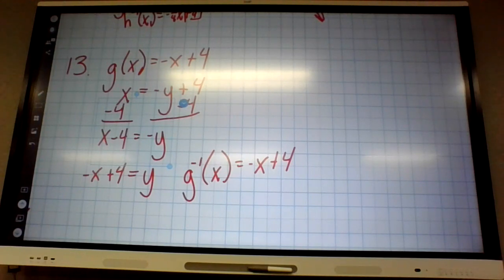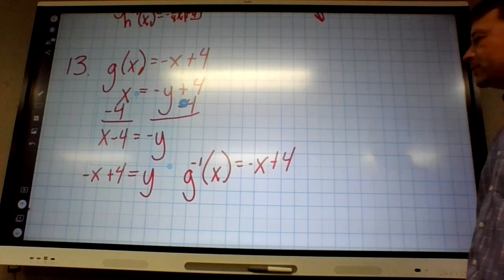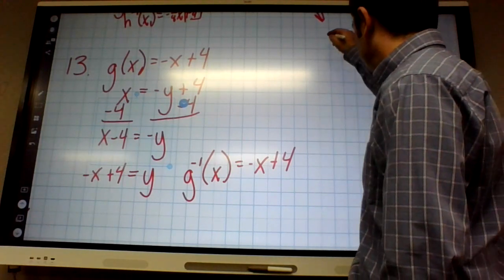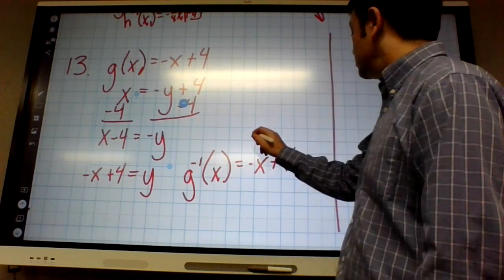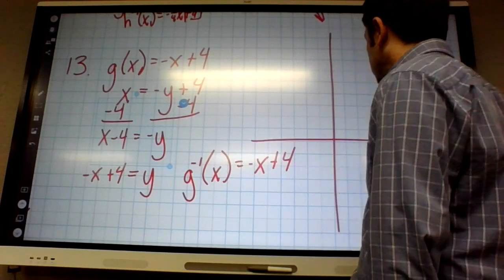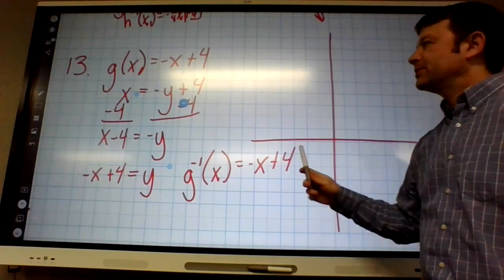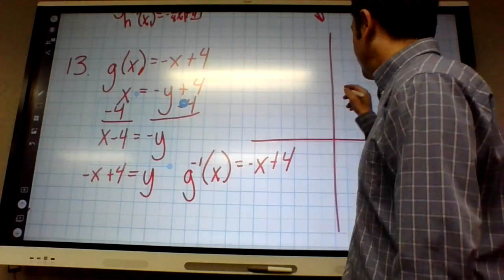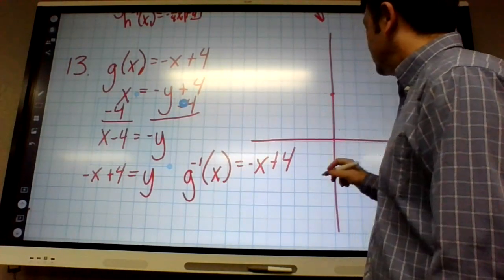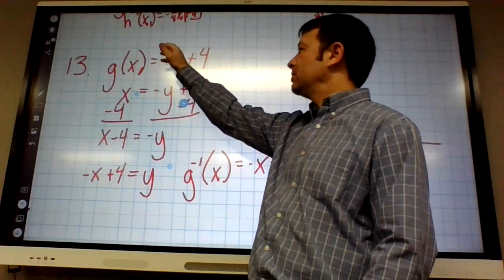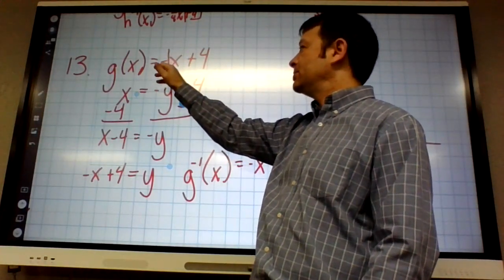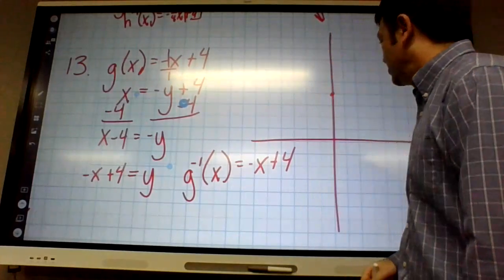Does that look familiar? Yeah, I was saying. It's the original function. Let's see what it looks like on the graph. Alright, how do I graph negative x plus 4? Start up 4, and then where do I go from there? Down 1, right 1.